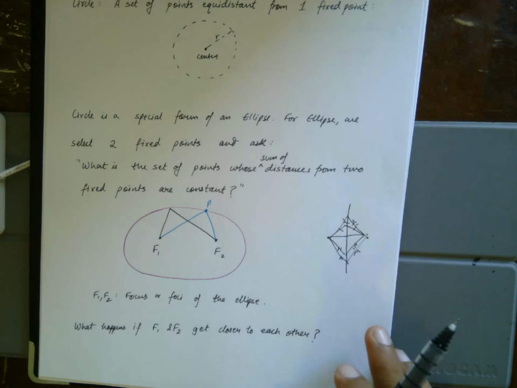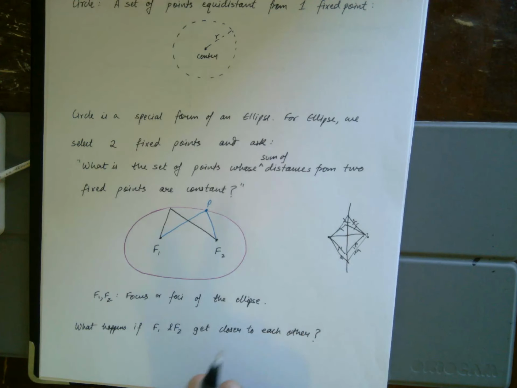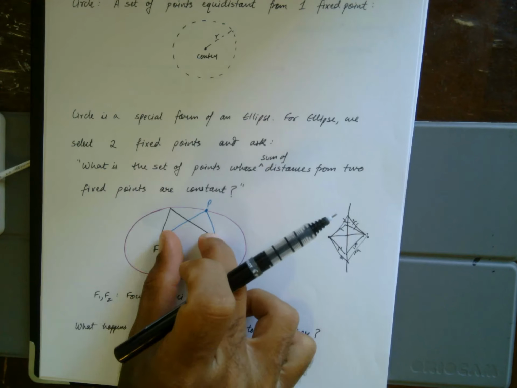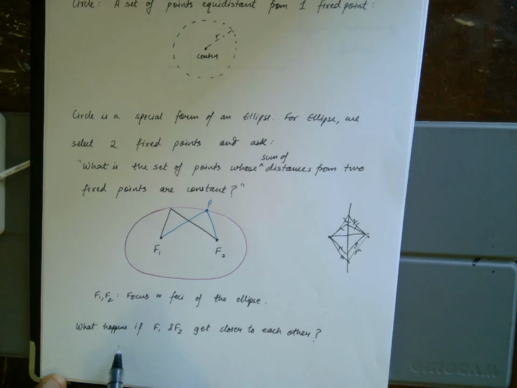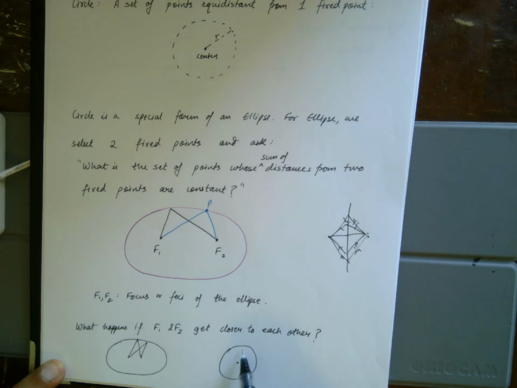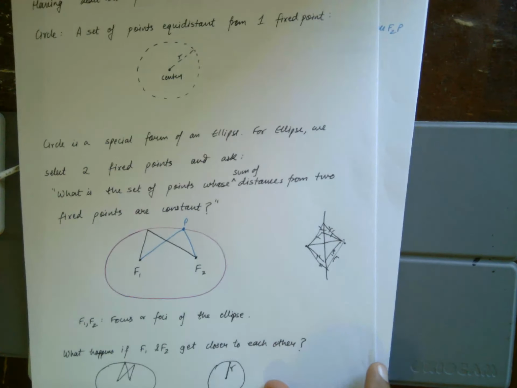And you can sort of imagine what happens if these get closer and closer. If they are closer, then this sum equals this sum. The ellipse sort of closes in, and then when they become one point, it just becomes a circle. So geometrically as well, you can see that if you take an ellipse and make the foci collapse, then it becomes one fixed point and it becomes a circle.